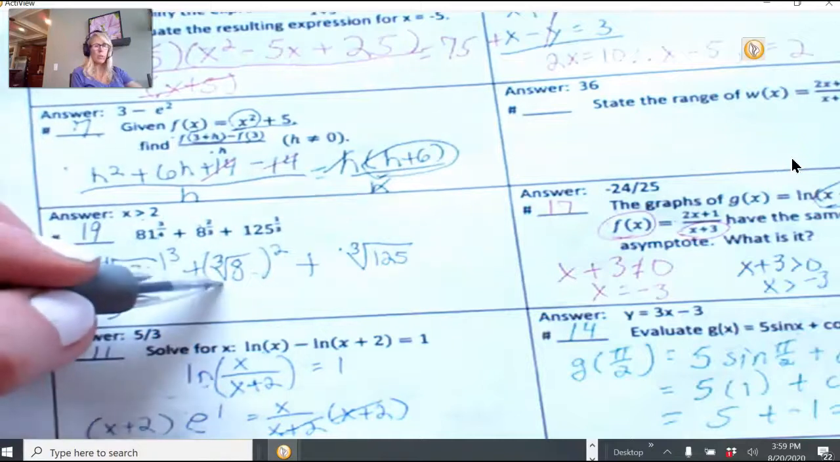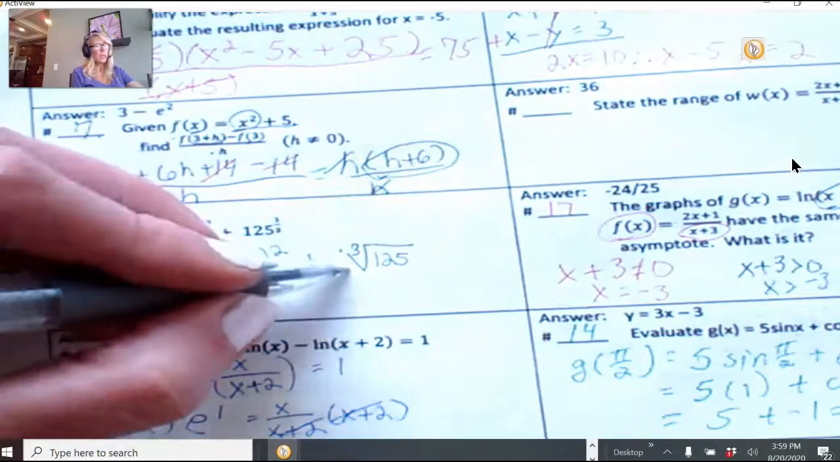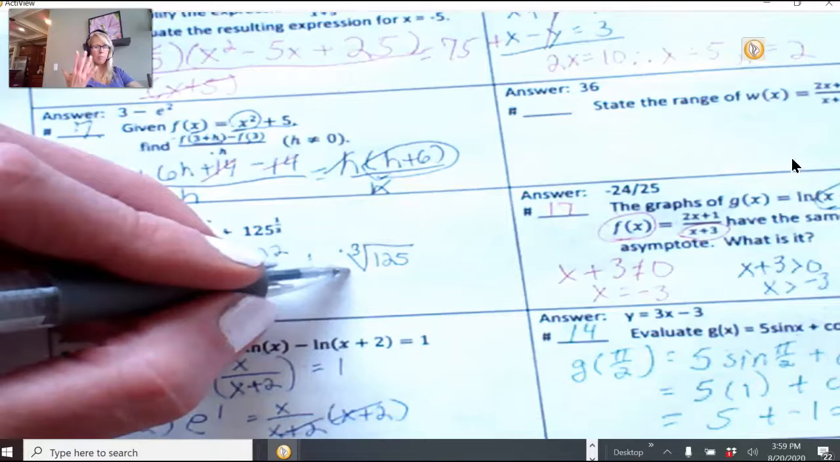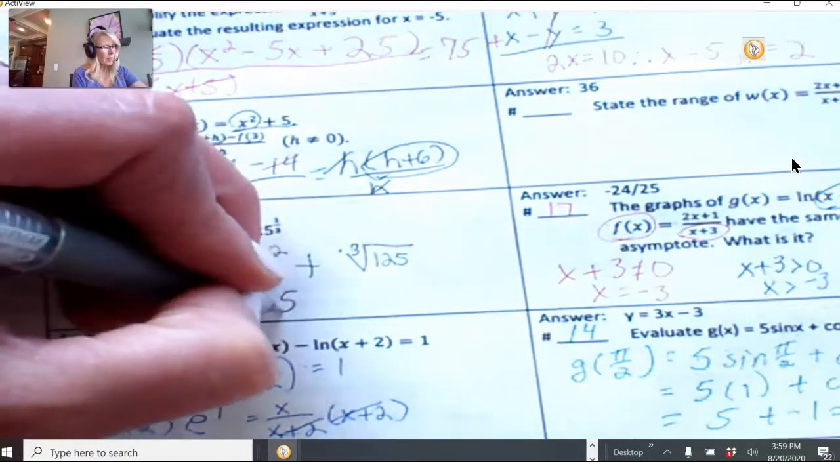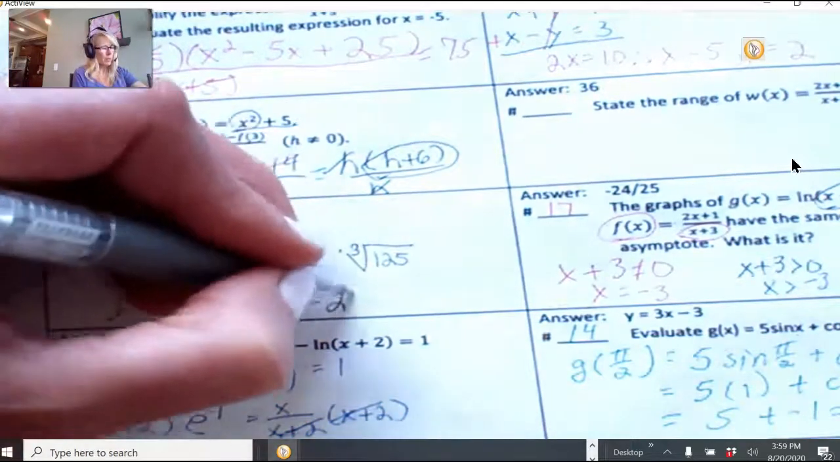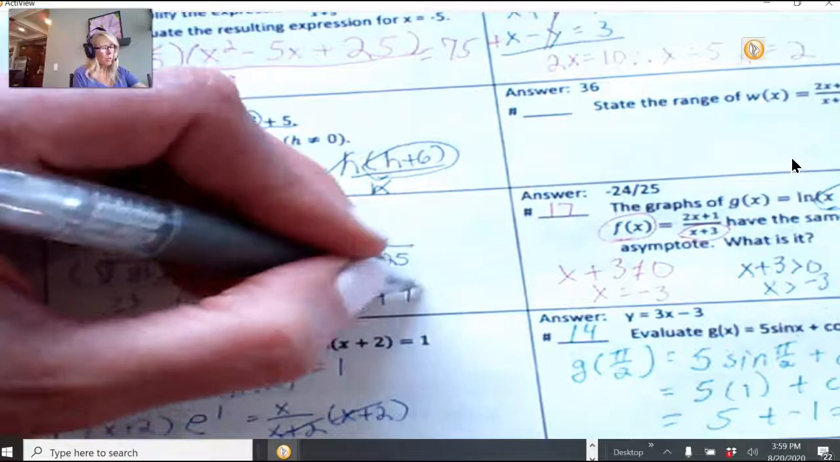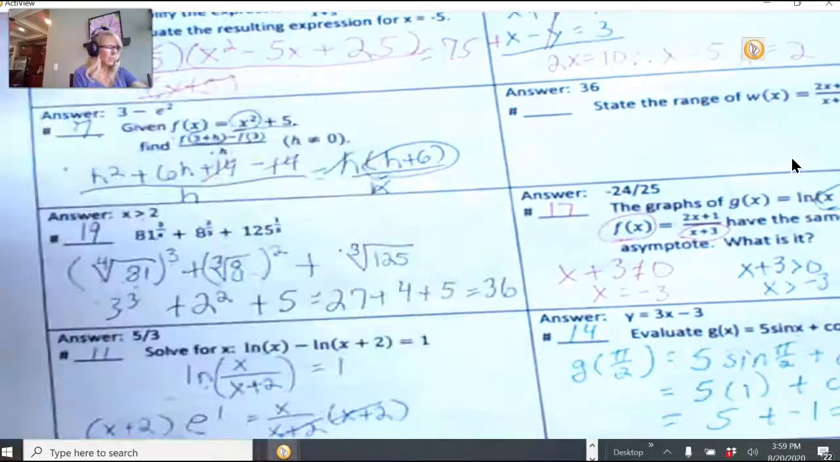The cube root of 8, hopefully you know that's 2 times 2 times 2, would give me 8. So the cube root of 8 is 2, so 2 squared. And then the cube root of 125, you probably remember, 5, because 5 times 5 times 5 is 125. And we simply add this together. So you have 27 plus 4 plus 5, and that gives you 36.